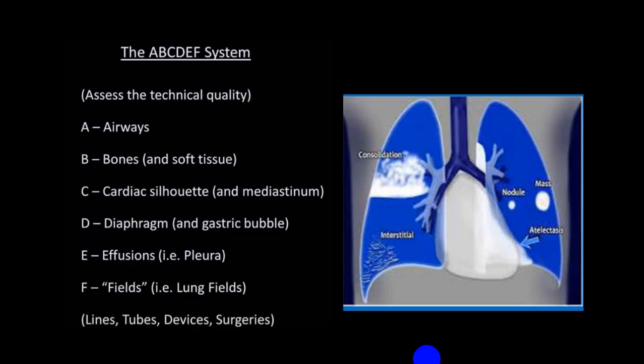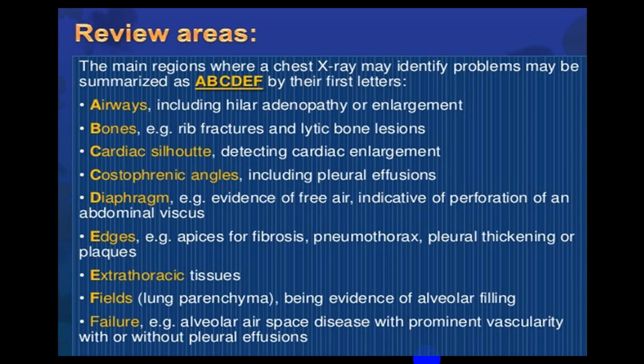Some people follow ABCDEF: A for airways, B for bones and soft tissue, C for cardiac, aorta and mediastinum, D for diaphragm, E for effusions, that is pleura, F for lung fields, lines, tubes, devices and surgical findings. So whichever way you follow, this is that ABCD pattern, and they mention F also, F for fields and failures.